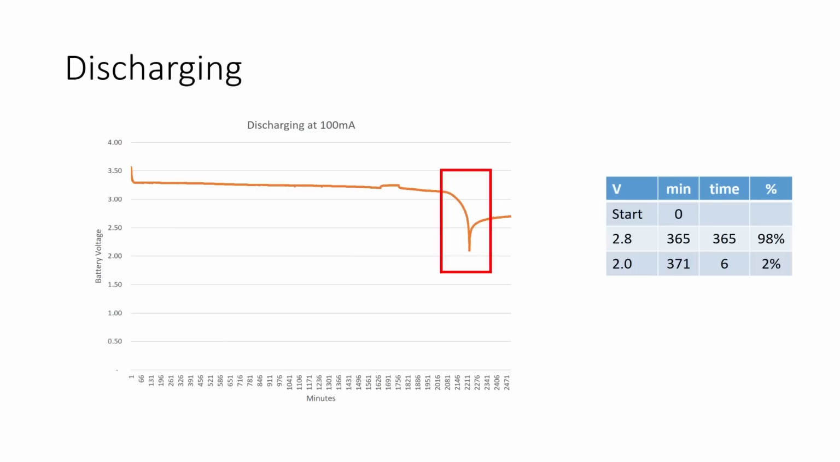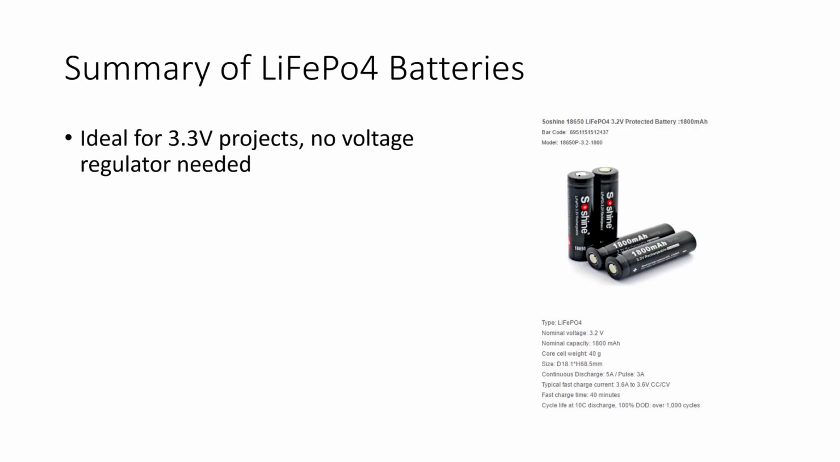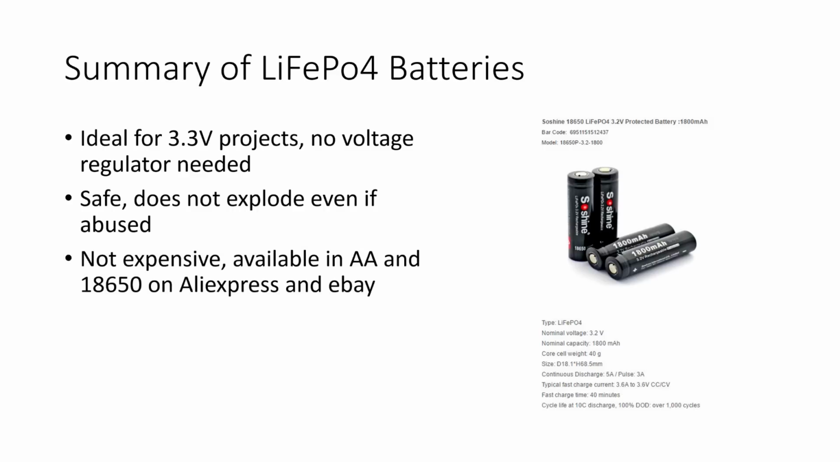In the last videos, there were discussions about how much energy is in the last part of this curve. Let's assume our device runs till 2.8 volt. We reach the 2.8 volts after 365 minutes. The 2 volts are reached just 6 minutes later. So the whole last part of the curve only contains 2% of the capacity. Therefore, it's not worthwhile to do anything fancy to get a part of this energy. Summarized, this battery technology is very promising for our 3.3 volt projects. Safe, not too expensive, and simple to use.